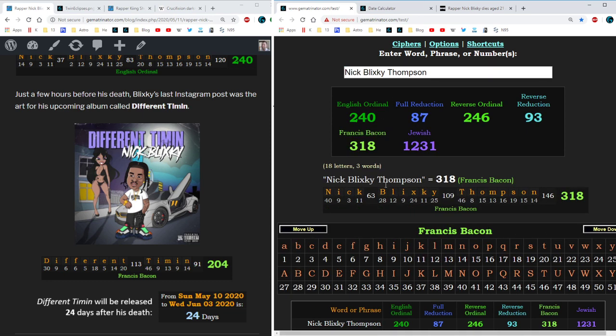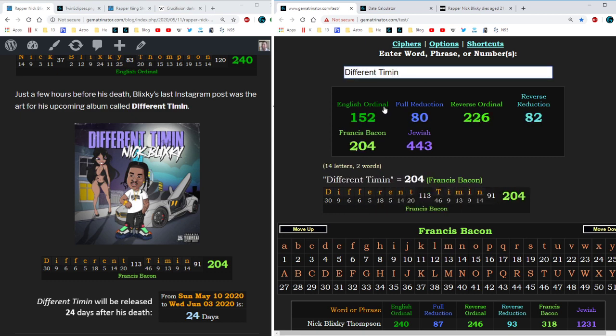Another significant cipher I teach is called Francis Bacon. This uses capital letters. Oh, yeah, never mind. I thought I screwed up my stream for a second there. But anyways, in this Francis Bacon cipher, notice how this upcoming album, Different Timin', has gematria of 204 using capital letters.